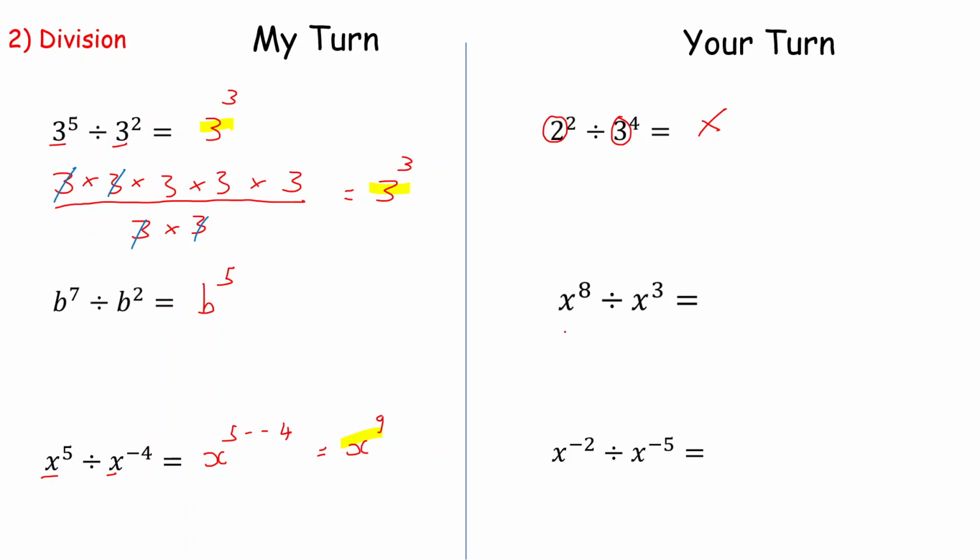But the one below, we've got x to the 8 divided by x cubed. We can do this because we've got the same base, and we can do 8 take away 3, which is equal to 5. So x to the power of 5. Dividing, you just take away the powers.